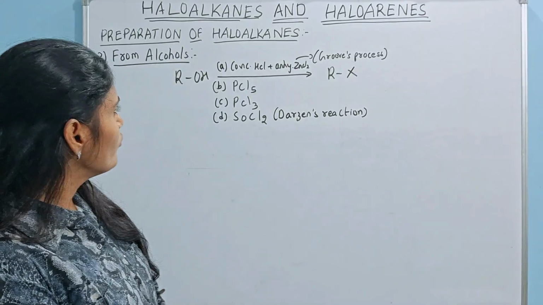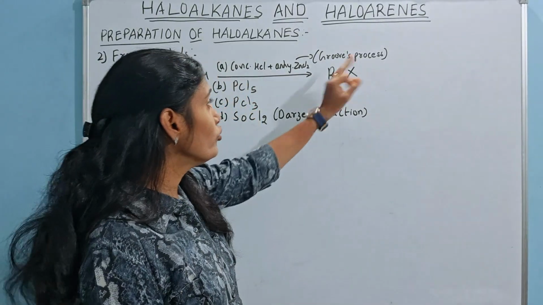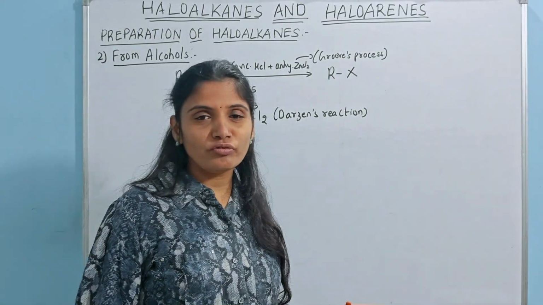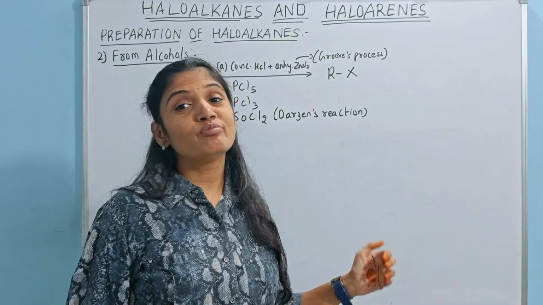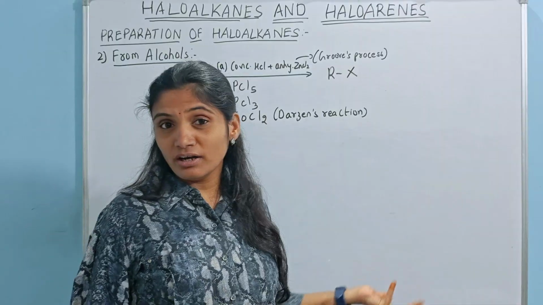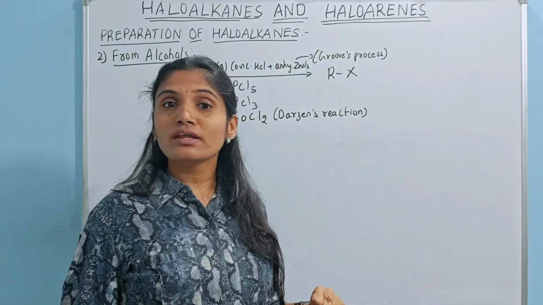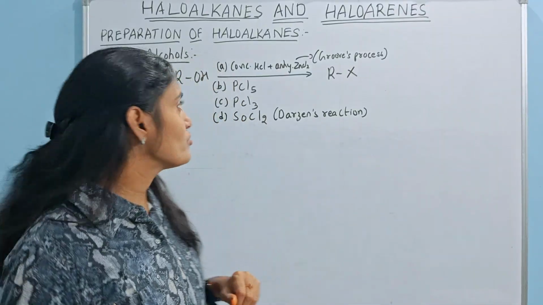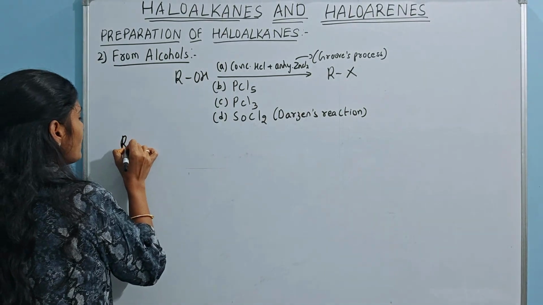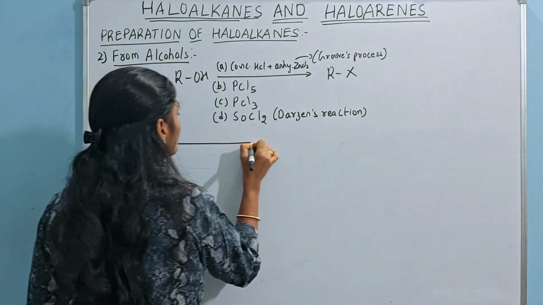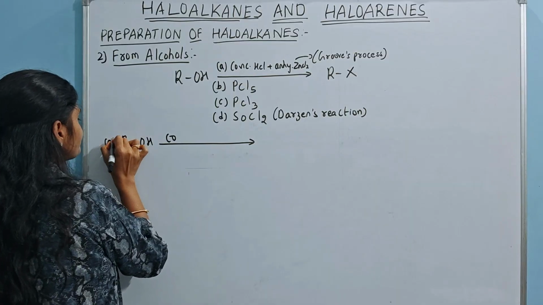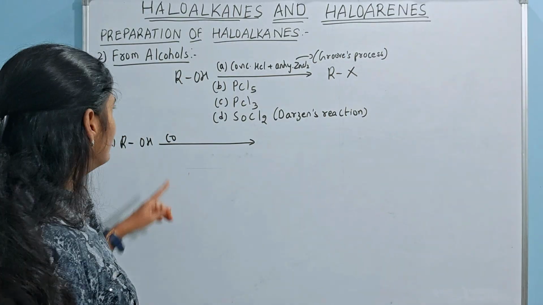Today we are going to see in detail about Groove's process. It is a very important process. We will see the mechanism of Groove's process, which alcohols preferably give Groove's process, what the intermediate is, and what the role of the intermediate is in deciding the yield of the reaction. We will also see the Lucas test. So let us do the first preparation method, where we prepare haloalkanes by using the reagent. I will name this as A here, then B, C, D, in continuation.